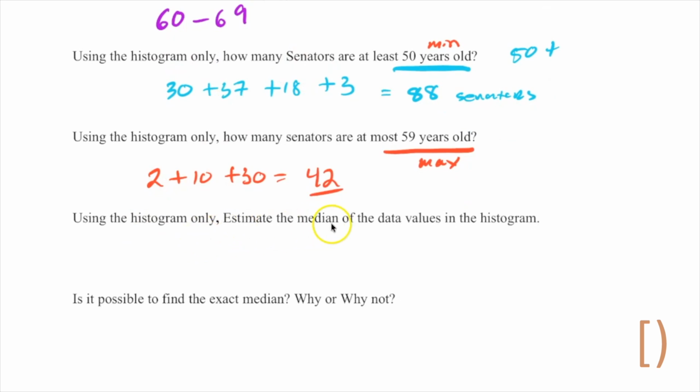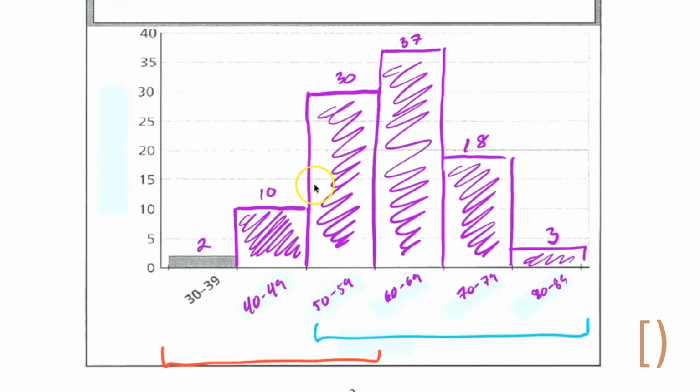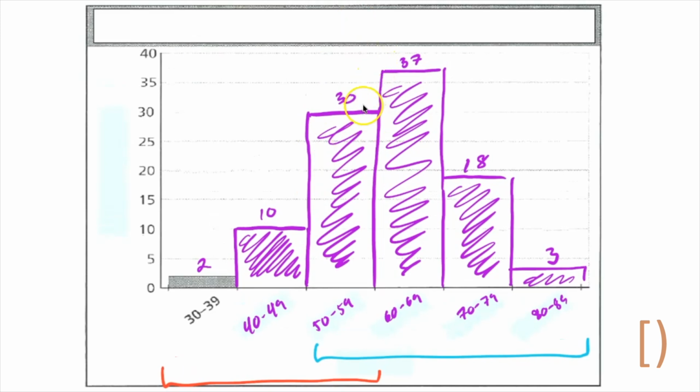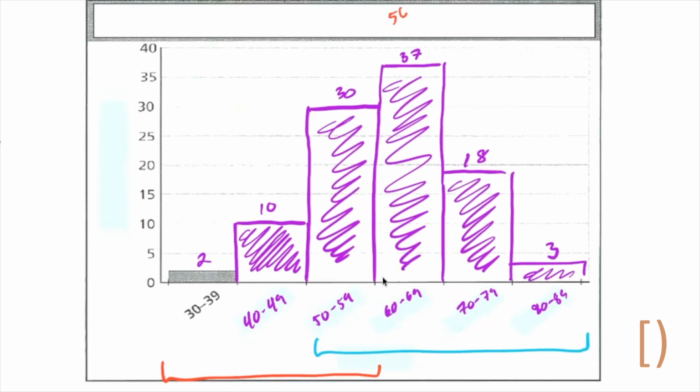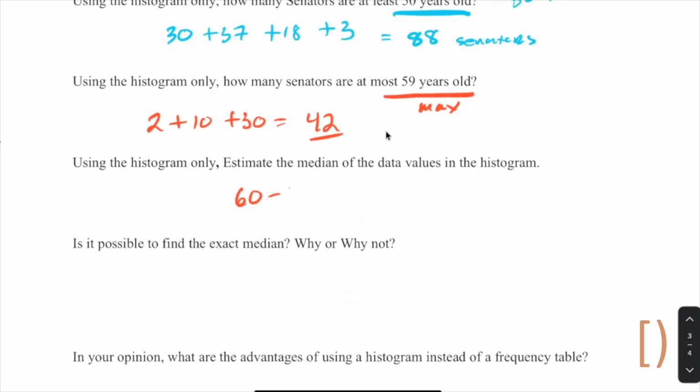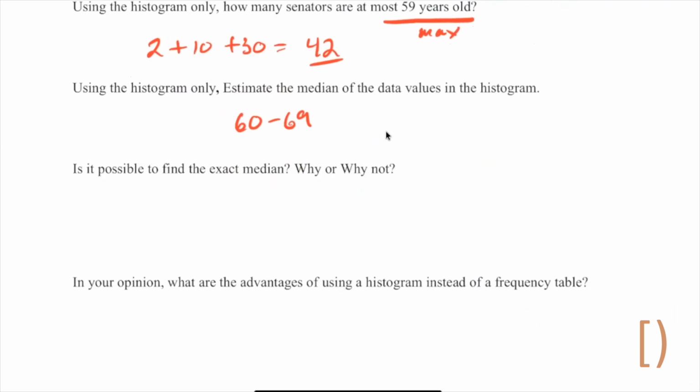Using the histogram only, estimate the median of the data values. So let's look up here. The median, like around the middle. So around the middle is probably gonna be right here. So we want to kind of go the middle of the data. So I would say 60 to 69 again. We could do the math a little bit more. If it's 100, it should be around the 50th, right? Over here we are at 12 plus 30, so 42. So it's gonna be in here, right? The 50th term will be around there. So 60 to 69. Is it possible to find the exact median? No, we talked about this, right? We don't have data for it.